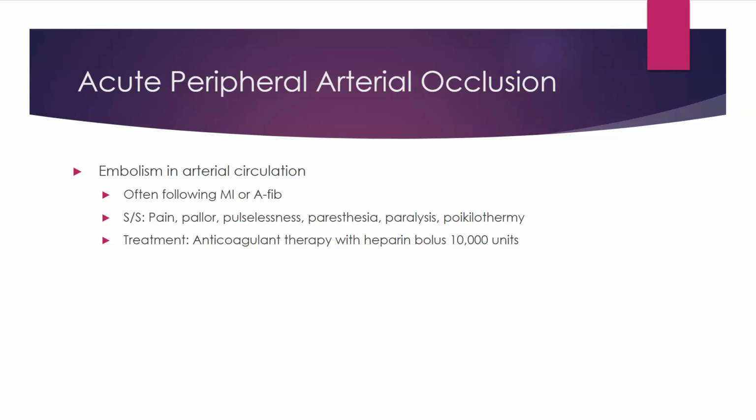I know that there's a sixth one out there. If you've learned that, that's great. But pain, pallor, pulselessness, paresthesia, paralysis, and poikilothermia, changes in temperature, are major parts of this. So treatment-wise, anticoagulation, so if you can break that clot up, that's a big thing that we'll do.